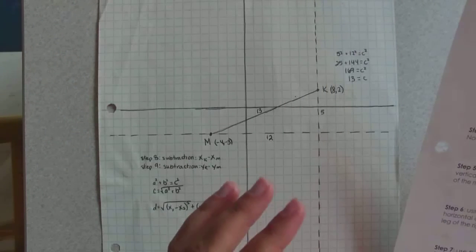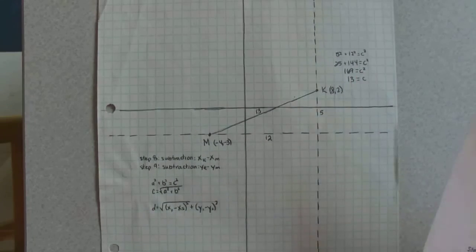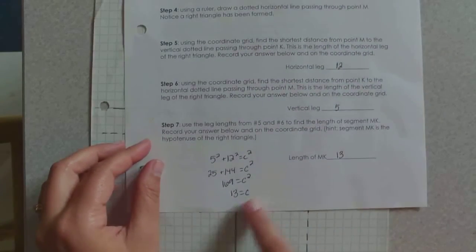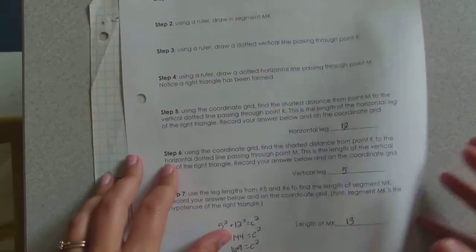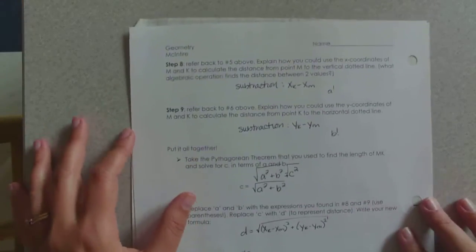You did the Pythagorean theorem in step number 7 to find the length of the hypotenuse, so that was 13. So the work is here, and the work is also here. Okay, so then those are your answers. Now on the back is where people typically get lost.